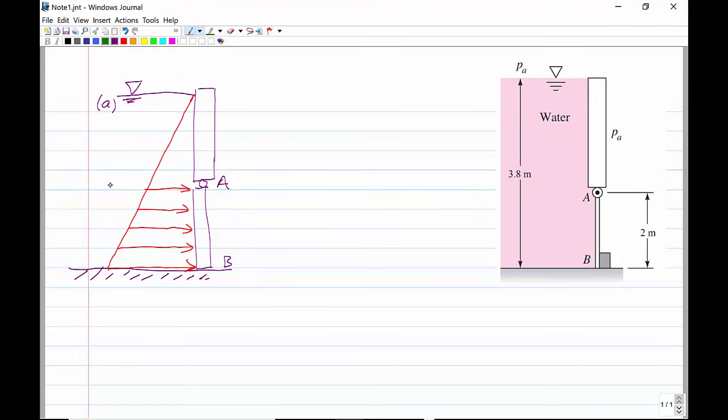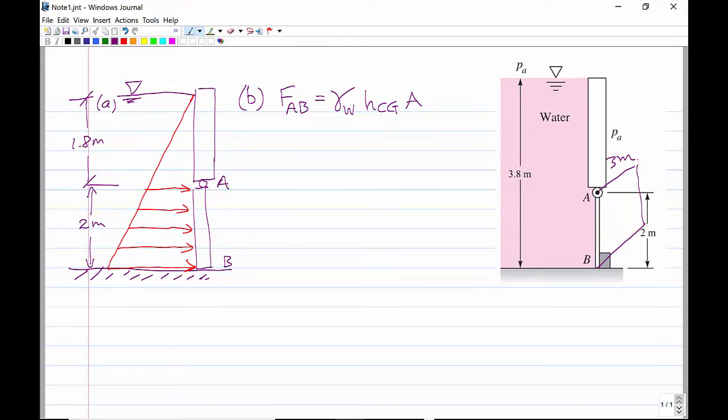So pretty straightforward. Let me just put some more dimensions on here. So this is going to be 1.8 meters. Okay, the next part of the question asks to find the hydrostatic force on AB. And the hydrostatic force on AB equals the gamma of water times the height of the centroid, the center of area of gate AB, times the area of surface AB. And we should keep in mind that in the problem statement, we're told that this gate goes back into the page 3 meters.